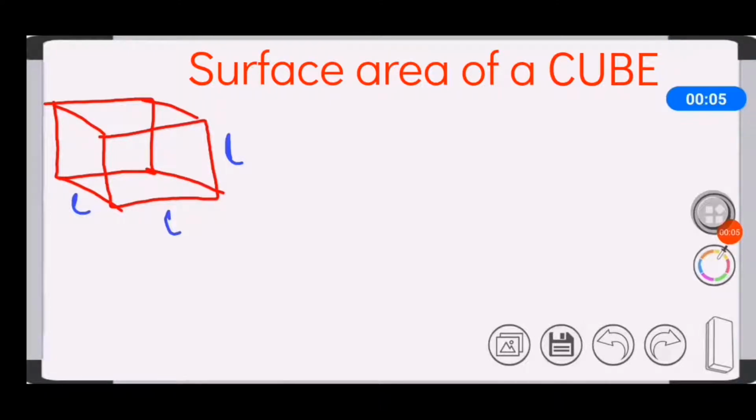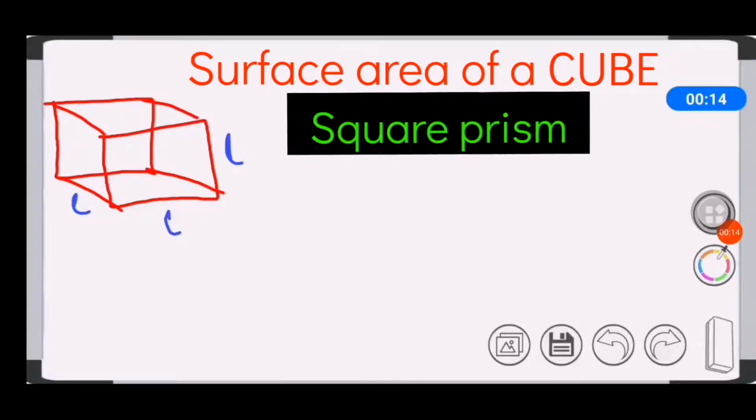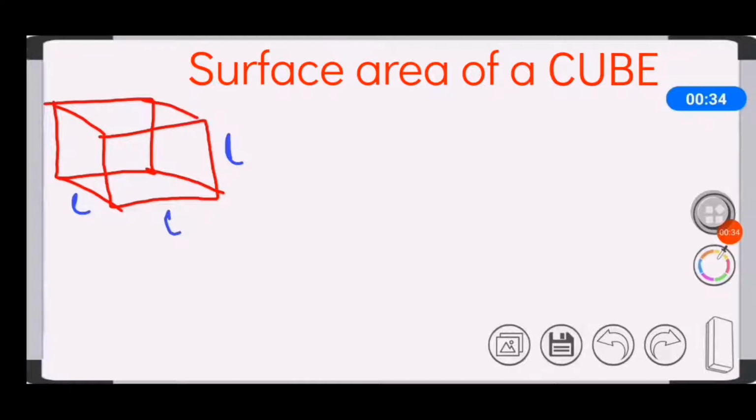In today's lesson, we are going to look at how to find the total surface area of a cube, or simply the surface area of a cube. A cube is the same as a square prism. The name of a cube is a square prism. Just as we applied the concept in finding the surface area of a cuboid or a rectangular prism, we're going to apply the same knowledge in finding the surface area of a square prism. Remember, the difference between a rectangle and a square refers to the dimensions.